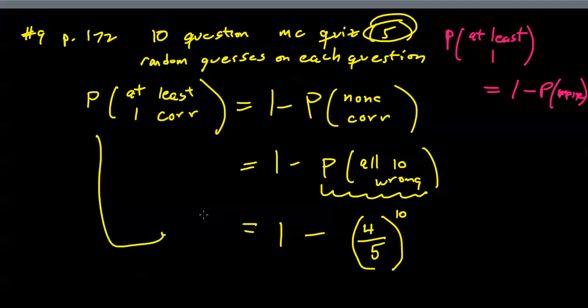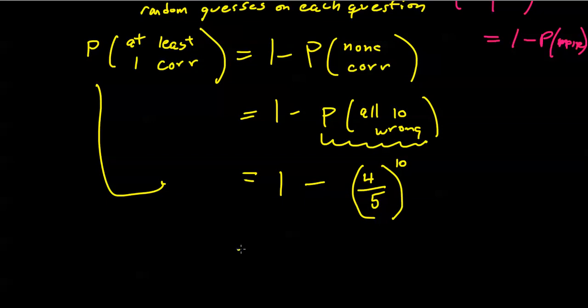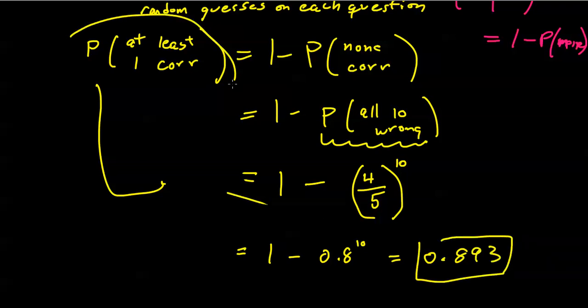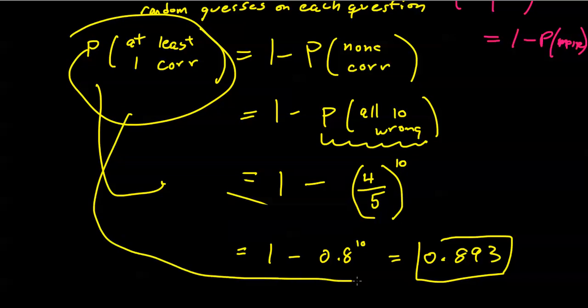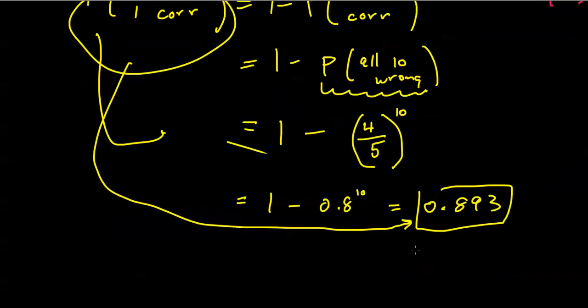Alright, I can punch this out on a calculator. Well, of course, 4/5 is 0.8. I can call that 1 minus 0.8 to the 10th power. And punching it out on my calculator, I get a probability of 0.893. So the probability of at least one correct in 10, assuming random choices are made, is going to be 0.893, or a pretty strong probability. Of course, getting at least one correct probably is not a good thing to plan for. Alright, that's number 9 on page 172.